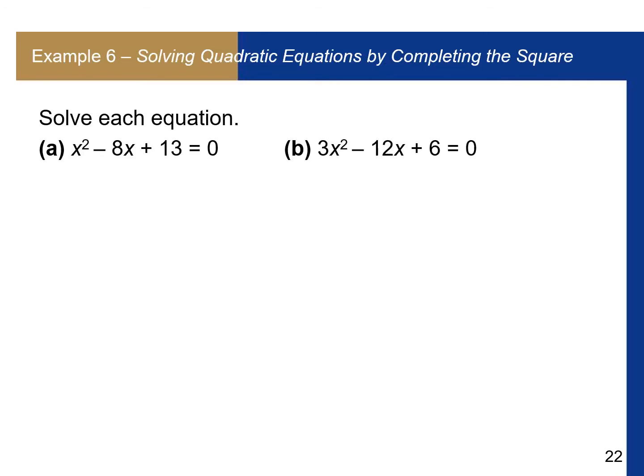Okay, so here we have an equation and we want to solve it by using a difference of squares. The first thing that I'm going to do is take this and toss it over to the other side. So I have x squared minus 8x, and when I take that 13 to the other side, I will get negative 13. So that's the first thing that we're going to want to do to both of these.